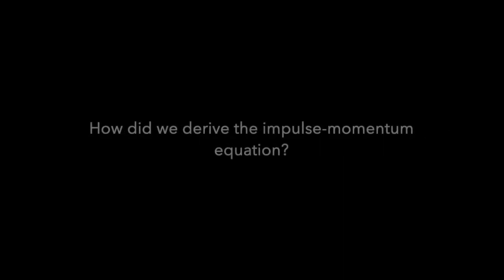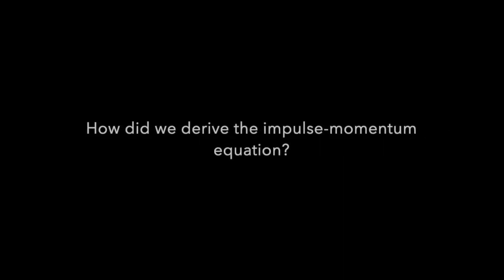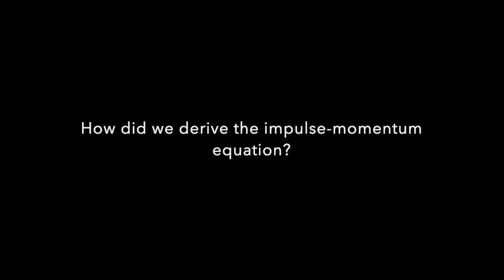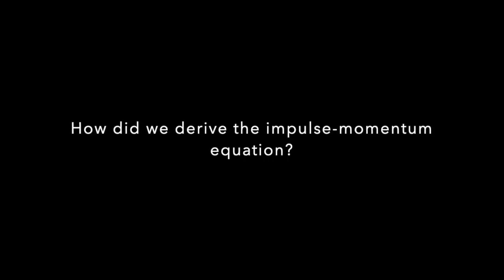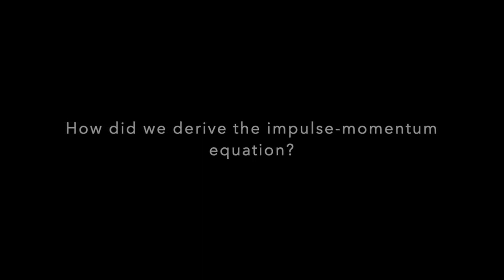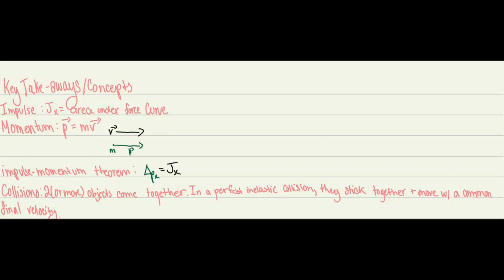I want to wrap this portion of the video up by going over how we derive the impulse-momentum equation. So first, let's start with momentum. Momentum is a quantity that describes an object's resistance to stopping. It's also kind of a moving inertia. And impulse, which is the second part of the theory, is a quantity that describes the effect of a net force acting on an object, a kind of moving force, so to say. So when we put these two concepts together, we get the impulse momentum theorem. The impulse momentum theorem states that the change in momentum of an object equals the impulse applied to it.